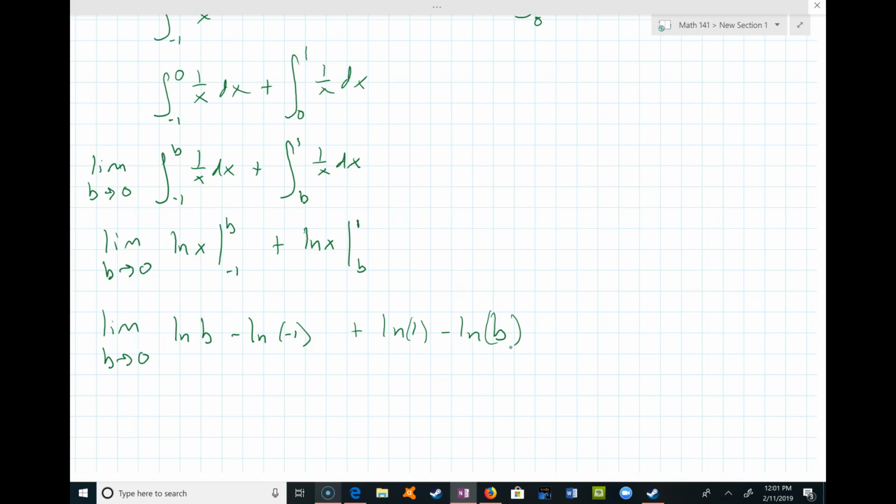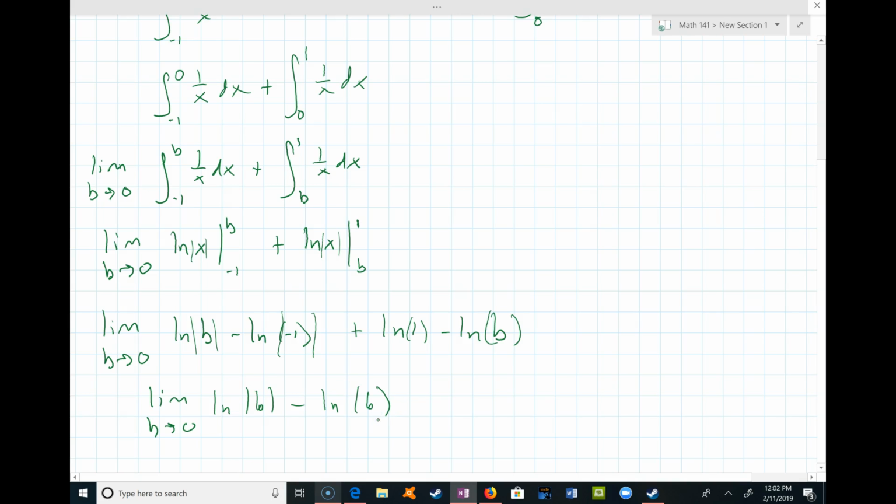Now we got all kinds of problems here. First of all, we can't take the natural log of a negative number. Remember, when you integrate it with an ln, you have absolute value here, so that takes care of that, right? The natural log of 1 is 0, so this is going to be 0 and that's going to be 0, so we're left with the limit as b approaches 0 of the natural log of b minus the natural log of b.